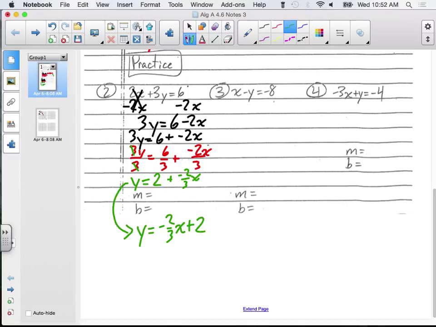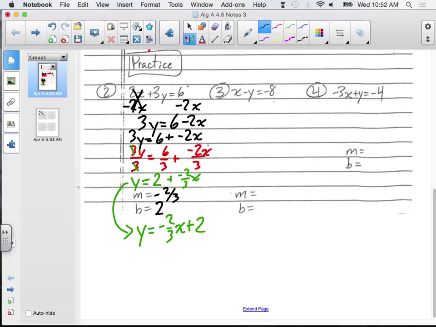So what is our m in this equation? Negative 2 over 3. And what's our b? 2. That's right. Okay, you guys do 3 and 4 by yourself. Then we have to graph it.